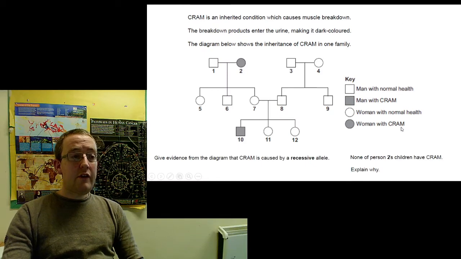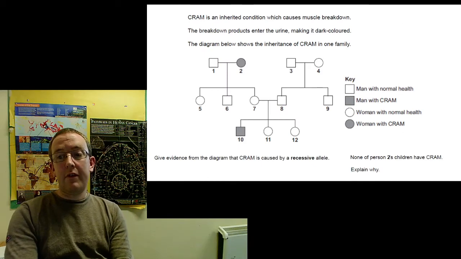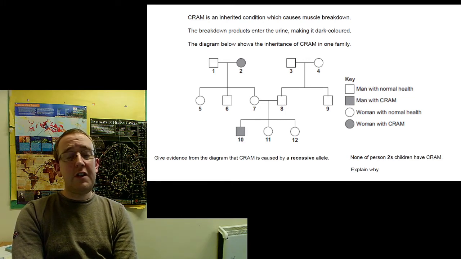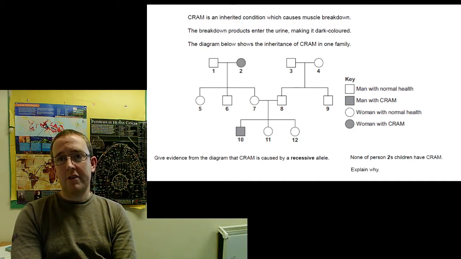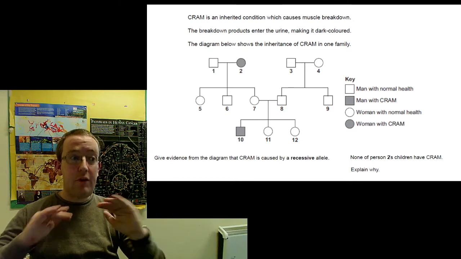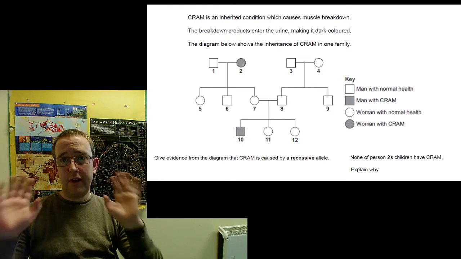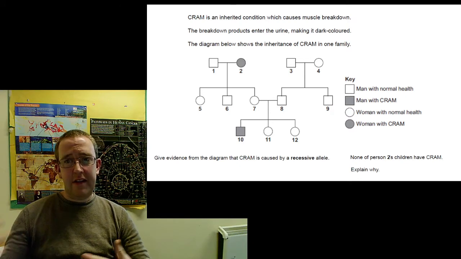Okay, so here's an example directly off an exam paper with 2 of the questions I've picked out underneath. So this is what I mean about giving any random genetic disorder at all. Cram, C-R-A-M, is the example. It's an inherited condition which causes muscle breakdown. It doesn't matter one bit if you know what Cram is or not. Completely irrelevant, right? In fact, you just need to know the breakdown product enters the urine, making it dark red colour. That's how you know.